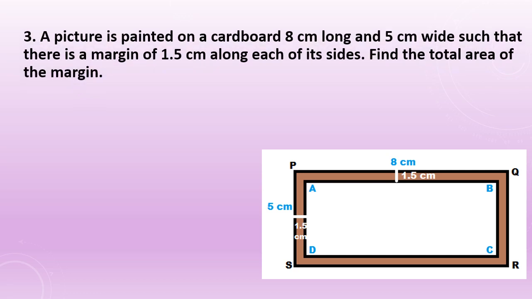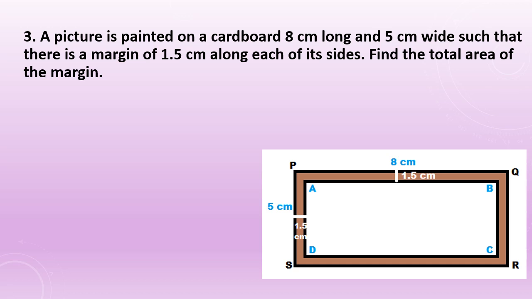Now we move to question number 3. A picture is painted on a cardboard 8 cm long and 5 cm wide, such that there is a margin of 1.5 cm along each of its sides. Find the total area of the margin. See, this PQRS represents a cardboard. We are drawing the picture inside the cardboard and we are leaving a margin. The width of the margin is 1.5 centimeter. The shaded portion represents the margin. ABCD represents the picture to be painted.